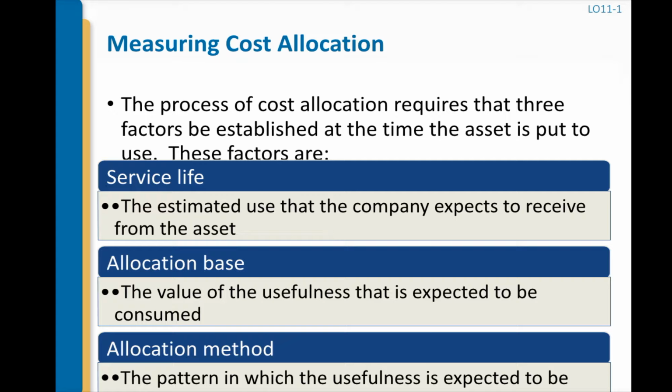Measuring cost allocation. Okay, so you see these 3 factors here that you have to have established in order to allocate the cost using either amortization, depreciation, or depletion. You got to know the service life, you got to know the allocation base, you got to know the allocation method.